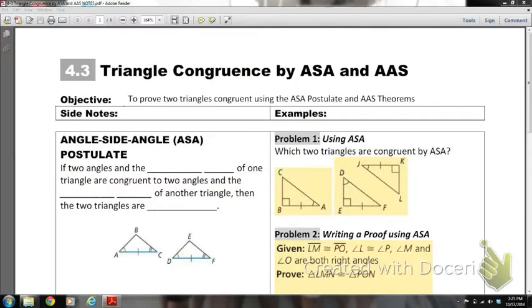The first one, the angle-side-angle postulate, states that if two angles and the included side of one triangle are congruent to two angles and the included side of another triangle, then those two triangles are congruent.